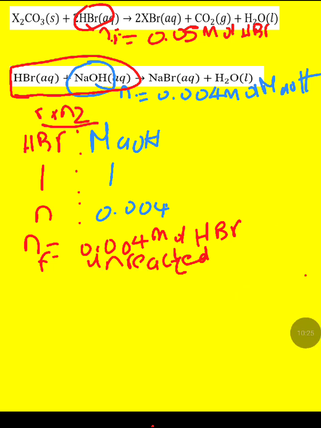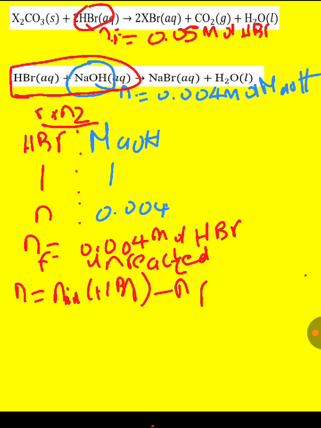Now, to get the reacted number of moles, you say n is equal to the initial number of moles minus the final number of moles. And this is for what? For HBr, right? So in other words, you say initial number of moles of HBr minus the final number of moles of HBr.